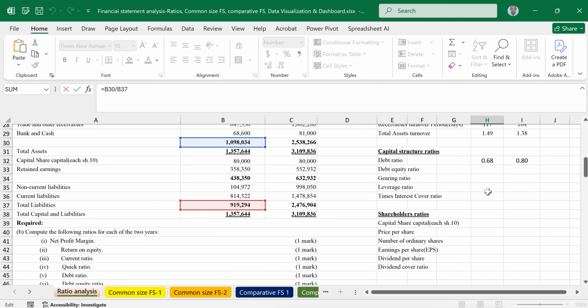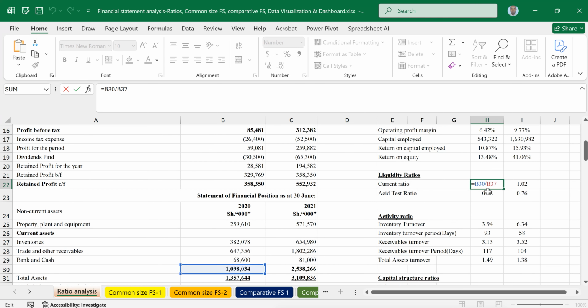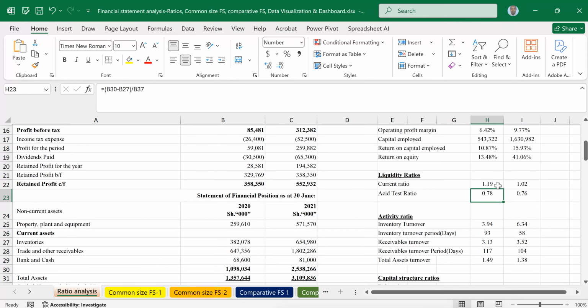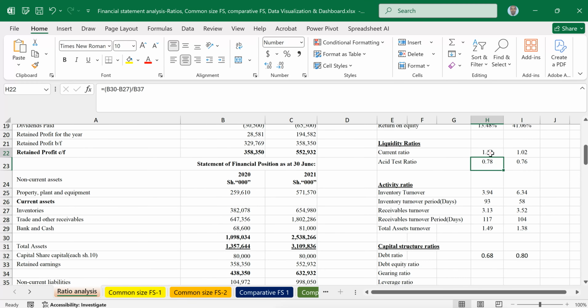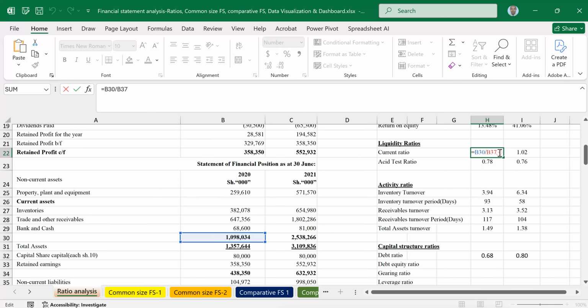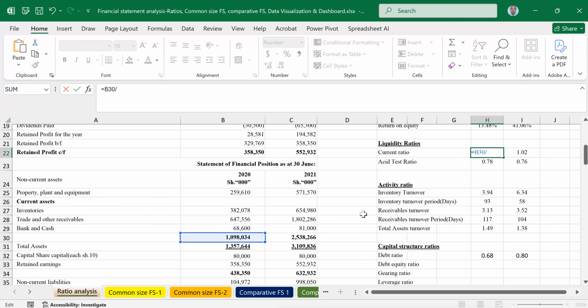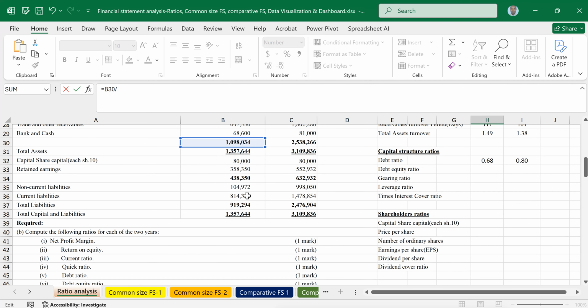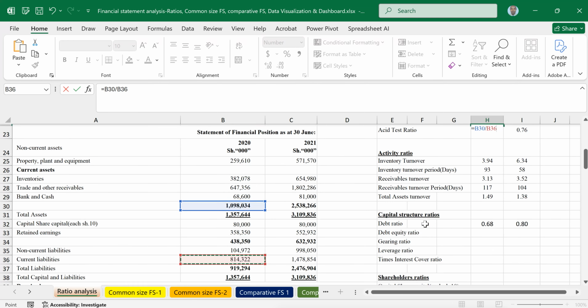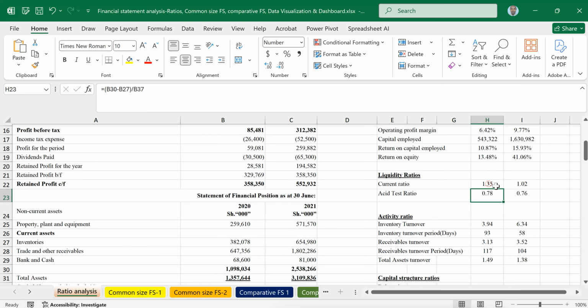So liquidity ratios, I've just remembered when I was speaking that the liquidity ratios are wrong. So the current ratio should be current assets over current liabilities. So it should be over 814, not the other total. This is total liabilities. So it's wrong. Change that and drag across. So it is current assets over current liabilities.